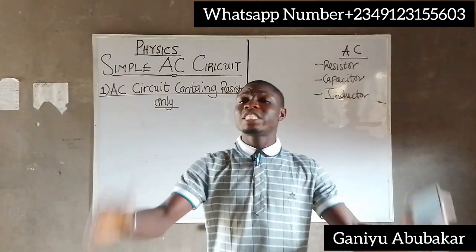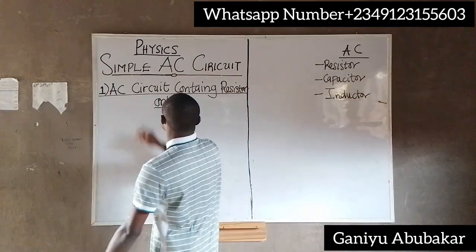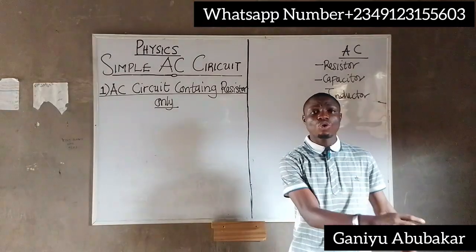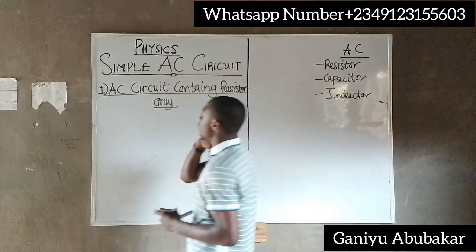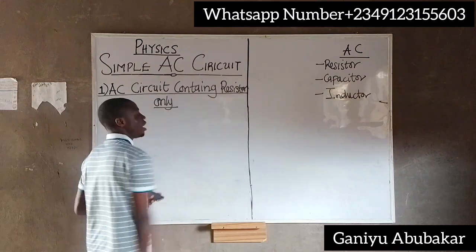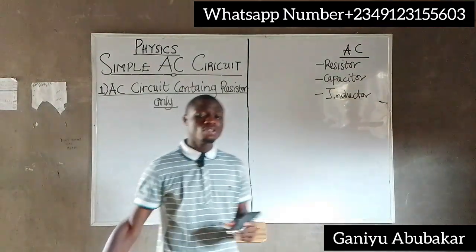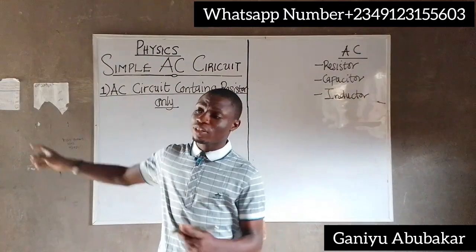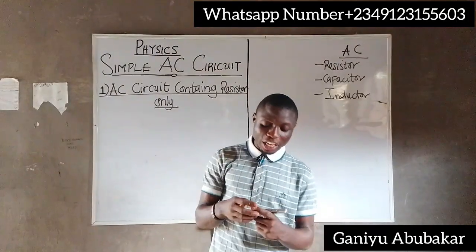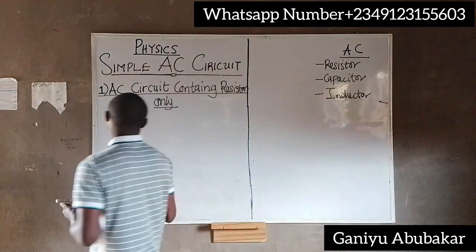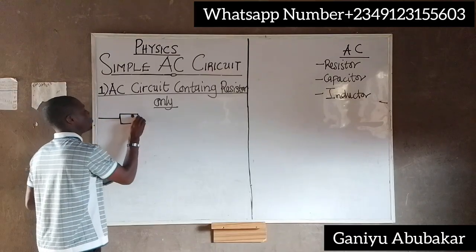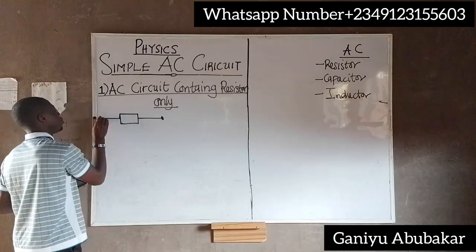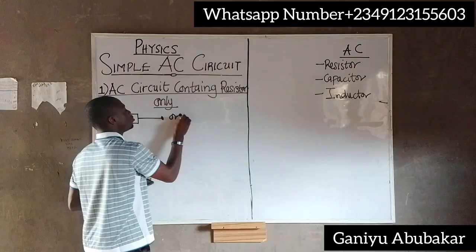Let's start with the first one. Let's start with AC circuits containing resistor only, please. By the way, we define resistor as a device used for measuring the flow of current in a circuit, and the symbol representing a resistor is either this one here, or you use this one here.